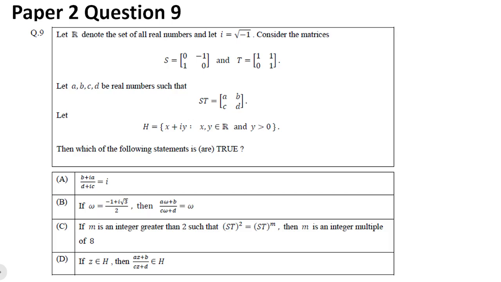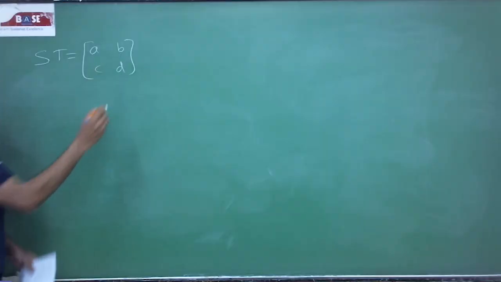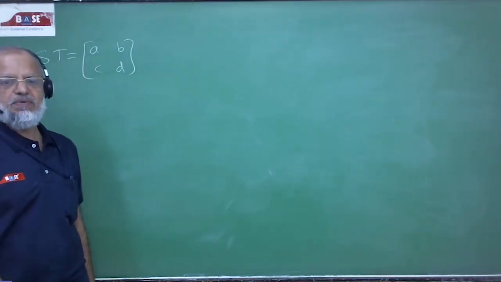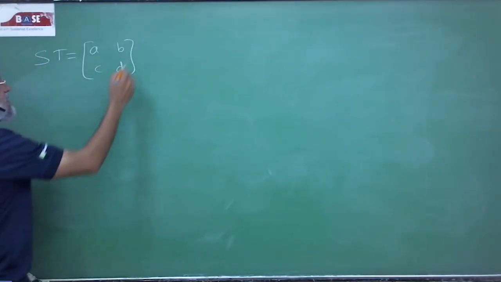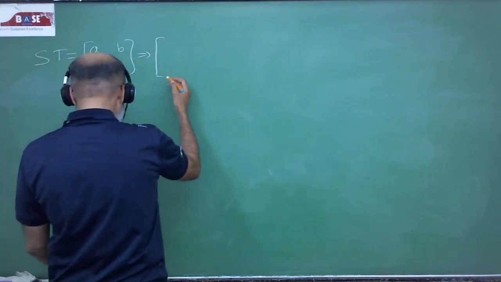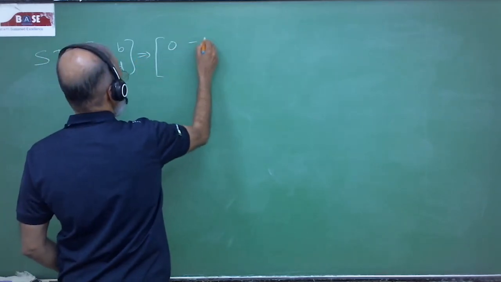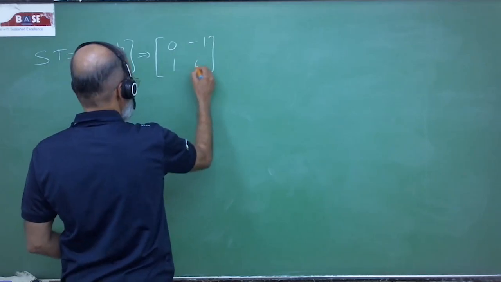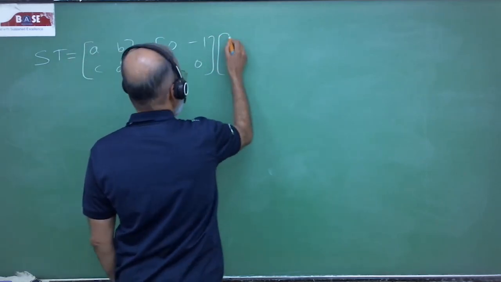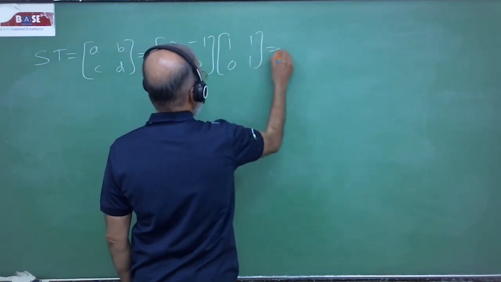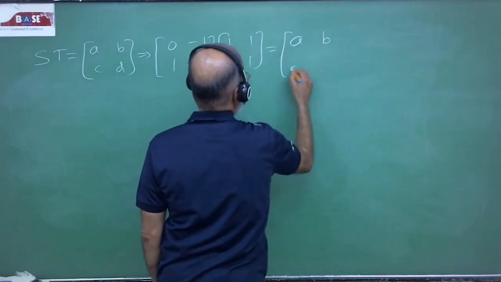There are two matrices given in this question, S and T, and the product is equal to A, B, C, D. So I am writing here ST. I am going to find out, if it is equal to A, B, C, D, then I will find the values of these parameters A, B, C, D. So I am writing here the matrix S. The matrix S is 0, -1, and 1, 0. The matrix T is 1, 1, and 0, 1. This is equal to A, B, and C, D.